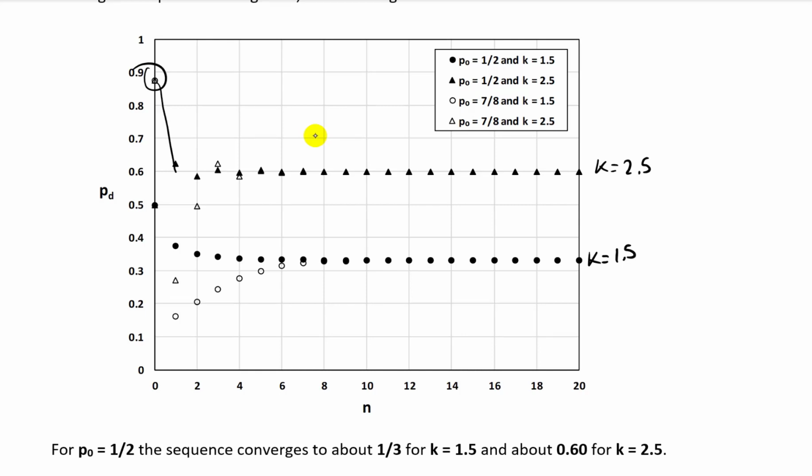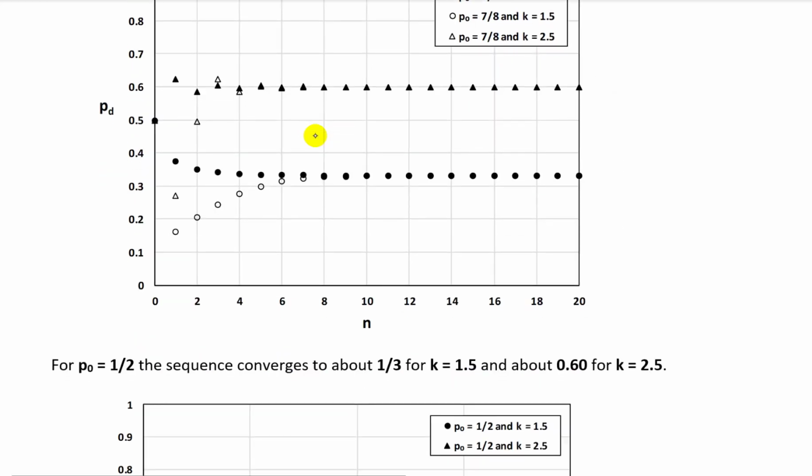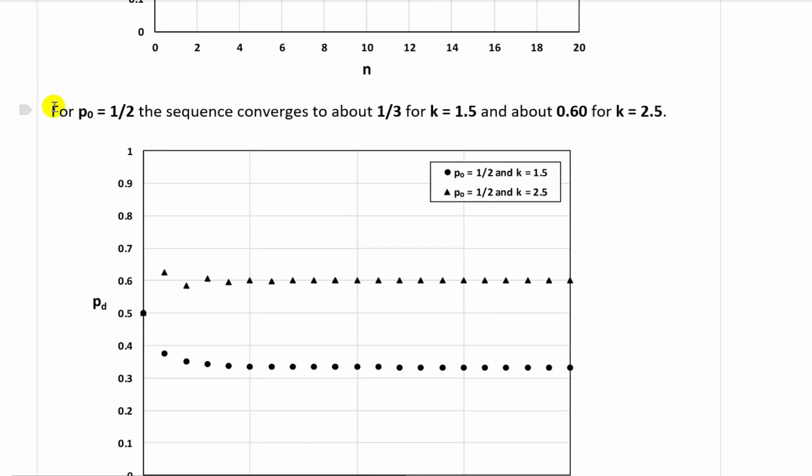And notice this one goes all the way down here for the circle. Actually, it jumps over here, then goes like that. That's very fascinating here. Whereas this one here, the triangle goes like this and goes like that. So yes, it depends on the value of K, not the value of P0. And here I've graphed them individually just to see them a bit better.